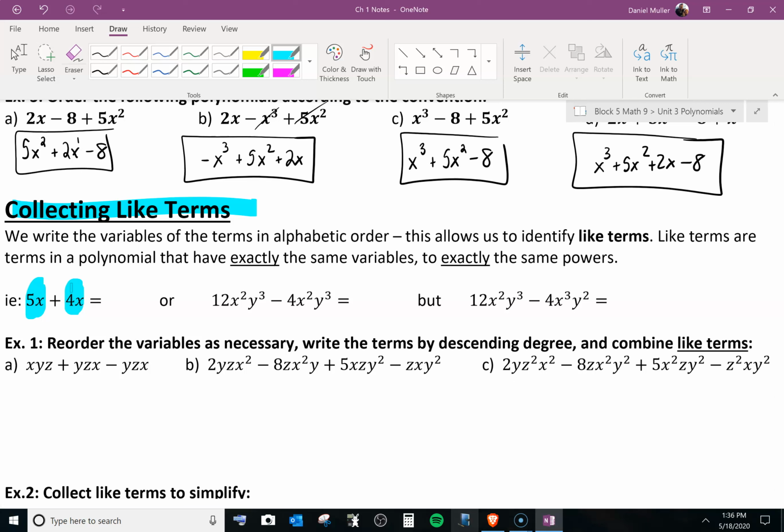And if we rewrite the variables in alphabetical order, that helps us a little bit in seeing which ones are alike and which ones are not. If they are exactly alike, then we can add them. So for instance, down here you've got 5x plus 4x. They both have just a single x, so we can add them. It's 9x. 5 plus 4 is 9, and they both had the same x, the same variable.